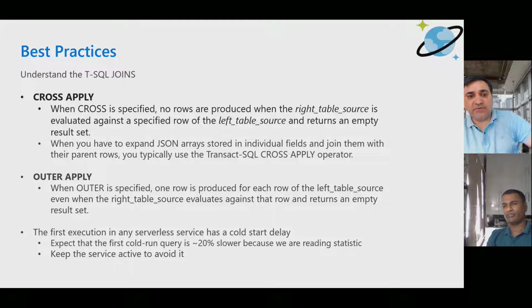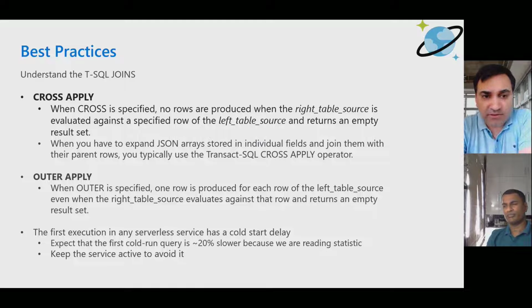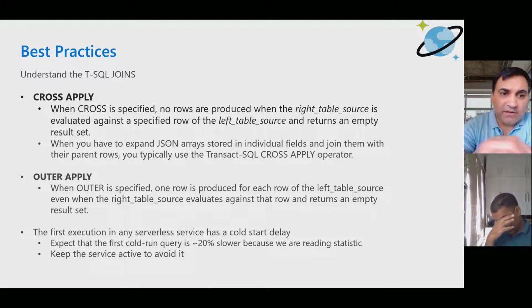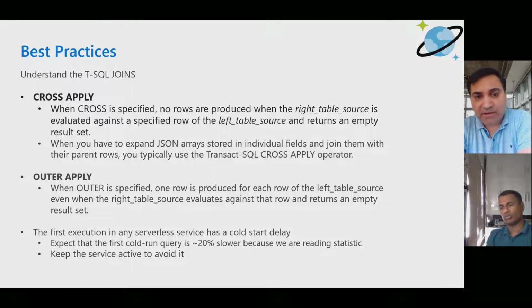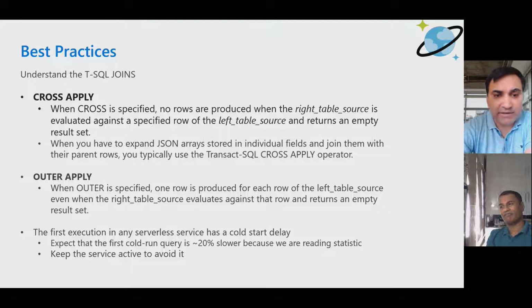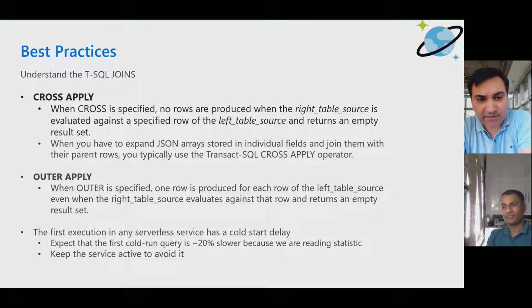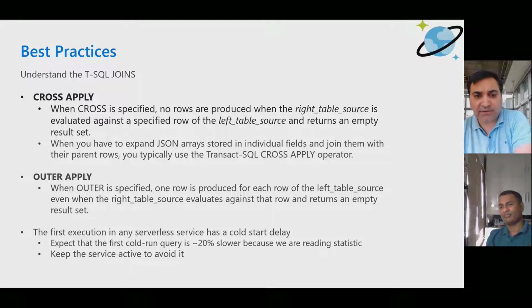There are a few more things which are critical from a T-SQL perspective. Let's say you have T-SQL joins. There are two types you can go for: one is cross apply and the second is outer apply. Depending upon your specific requirement, you can have a kind of left outer join and right outer join. You can consider this; it is very specific to Synapse, and you can utilize it.